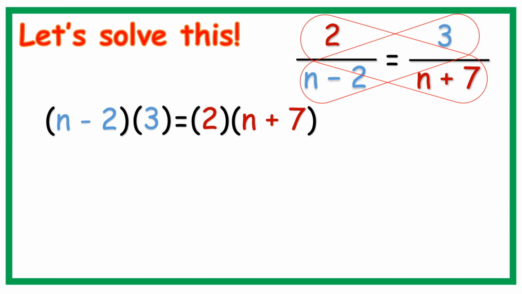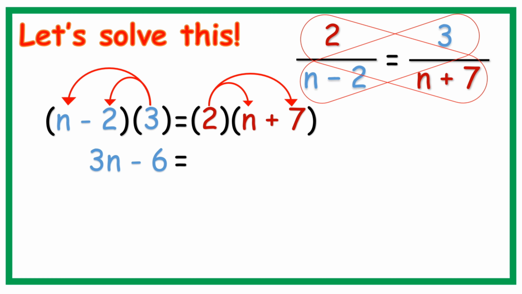That's it. Oh, we're not yet done. What are we going to do? First, let's distribute this. There you go. n minus 2 times 3, we have 3n minus 6. And how did we get that answer? By simply distributing 3. And let's copy the equal sign. And we're going to do the same thing on this right side. Let's distribute 2 times n, 2 times 7. And we have 2n plus 14.